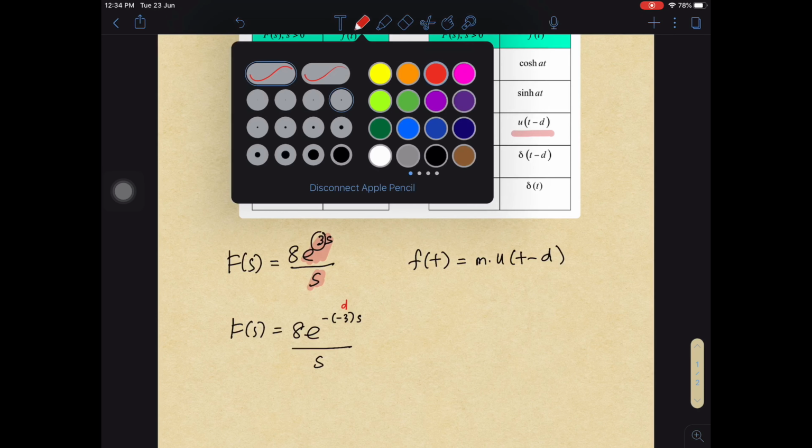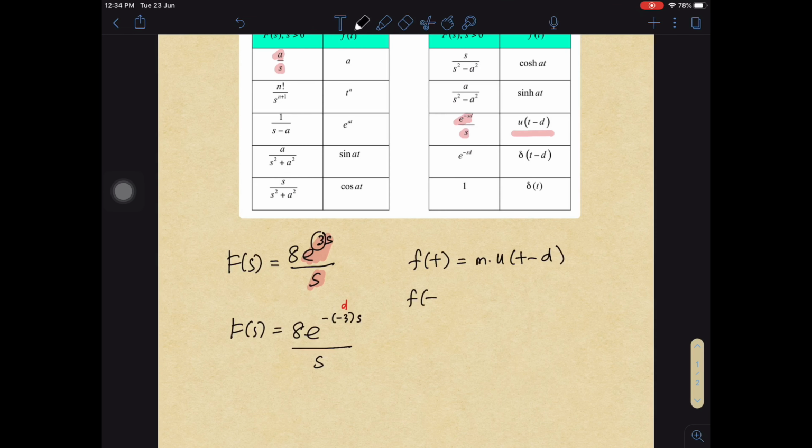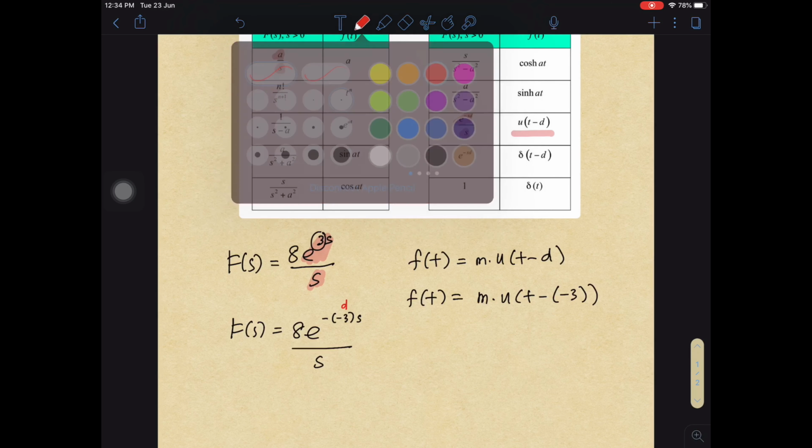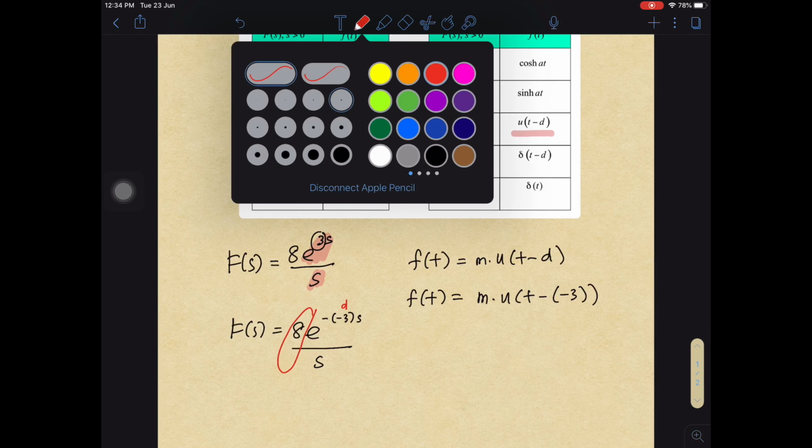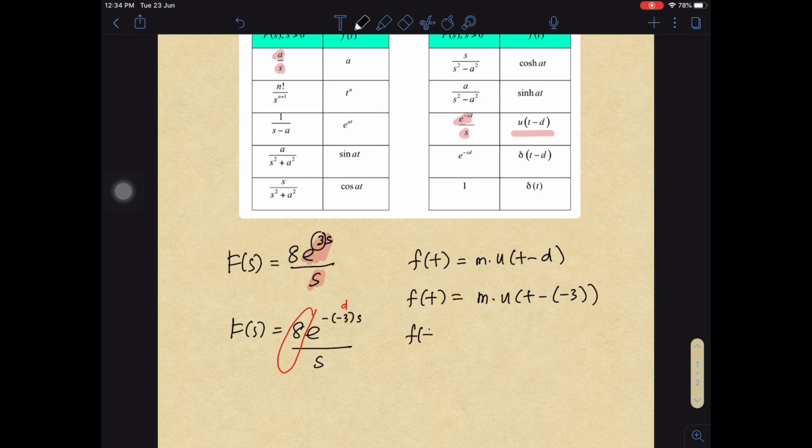So we can write our f(t) as m times u(t minus d), where d is equal to negative 3. So how to find m? M is just a coefficient that exists in your F(s). So here you can see your m is equal to 8. This one is the coefficient that exists in your function F(s). Therefore you can write your final f(t) as 8 u(t plus 3).